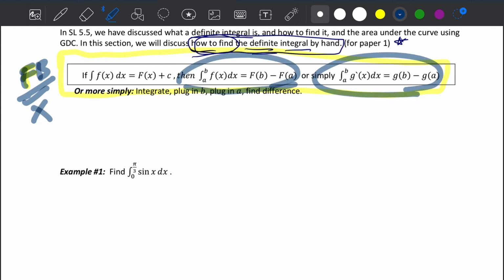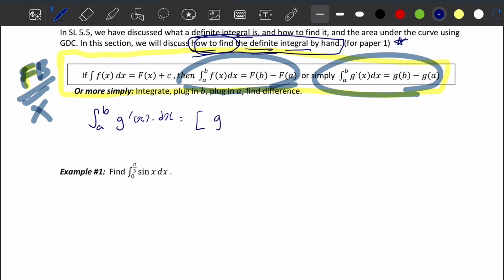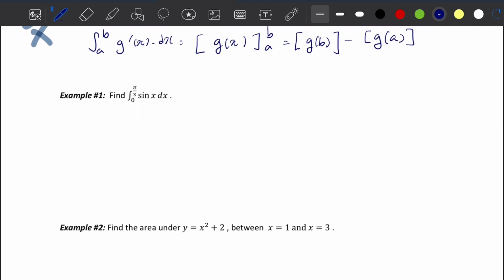What I mean by this is, if the x value is between a and b for the function g prime x, when you integrate this it is the same as g of x, with x ranging from a to b. This means we have to subtract the g of a value from the g of b value. It is as simple as this. So let's try example number 1 right away.